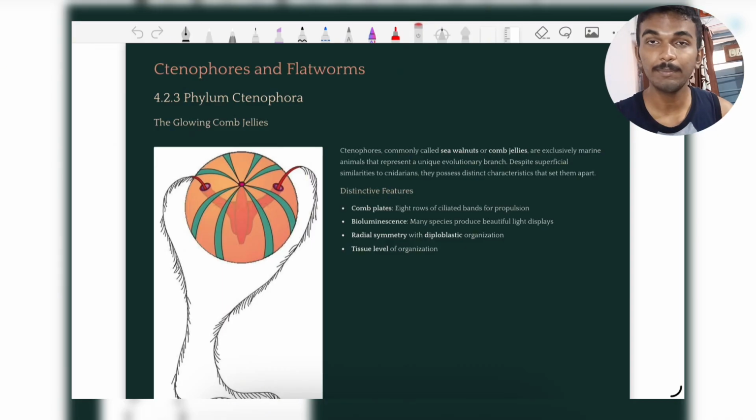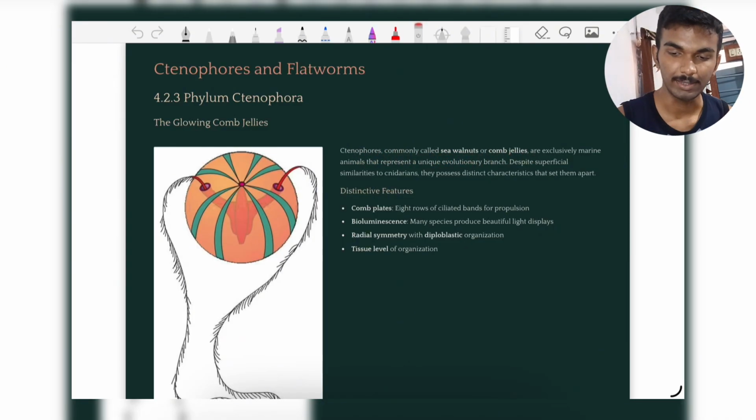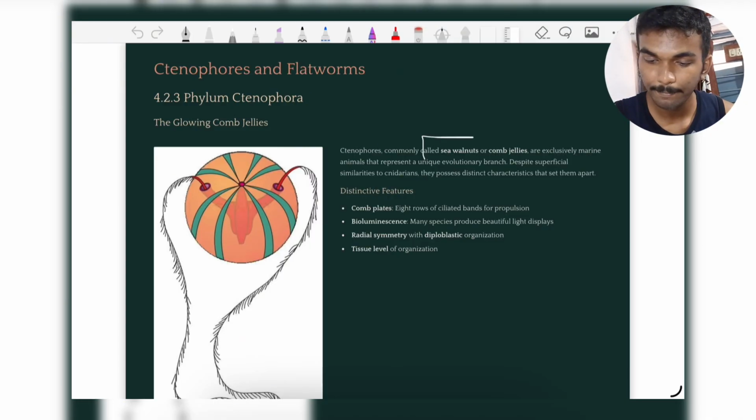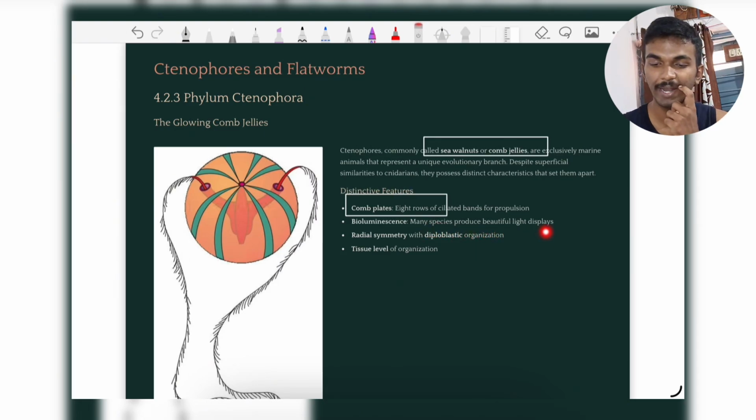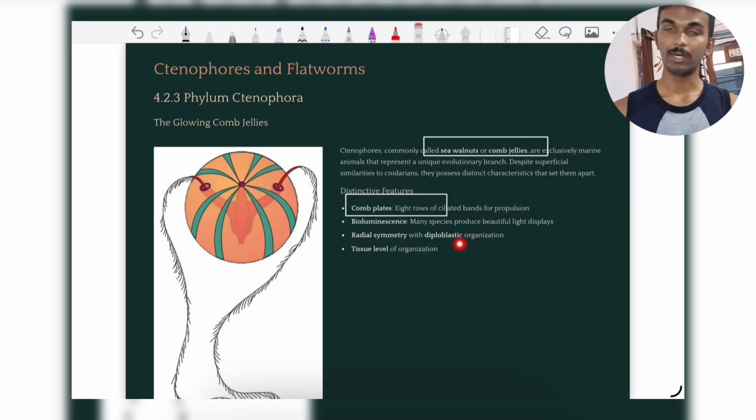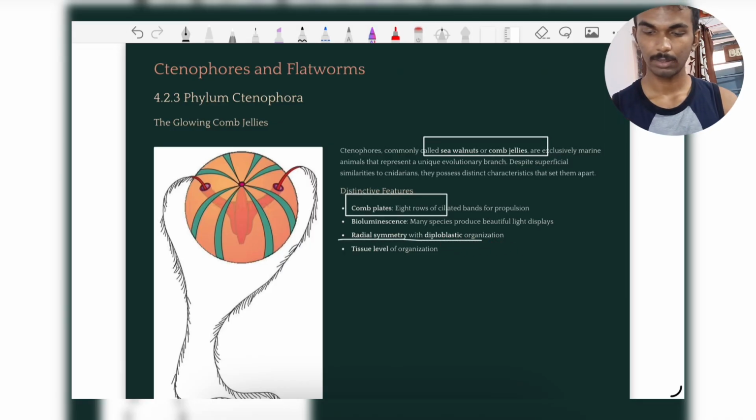Now, ctenophores and placozoans. Phylum Ctenophora, the glowing comb jelly. Ctenophores, commonly called sea walnuts and comb jellies, are exclusively marine animals. This is important, so keep it in mind and be very cautious. They represent a unique evolutionary branch. Despite superficial similarities to cnidarians, they possess distinct characteristics that set them apart. A distinctive feature: comb plates, 8 rows of ciliated bands for propulsion. Bioluminescence: many species produce beautiful light displays. Radial symmetry with diploblastic organization, and tissue level of organization.